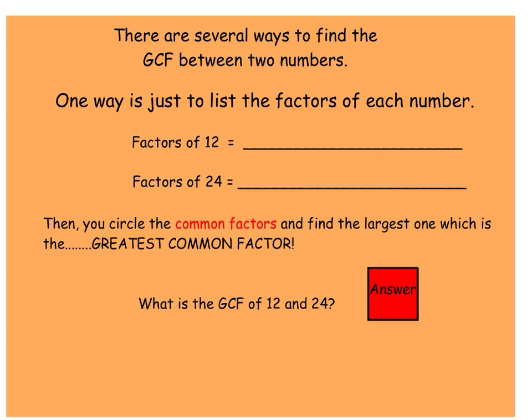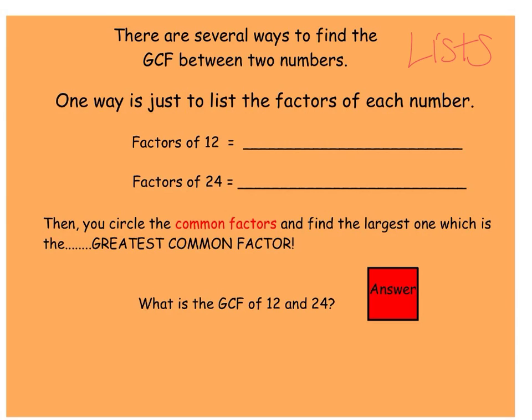Okay, so one way is simply to make lists. The first way I'm going to show you is just making lists. So let's list all the factors of 12. And remember, factors means something that goes into another number. So factors of 12 are numbers that divide evenly into 12.